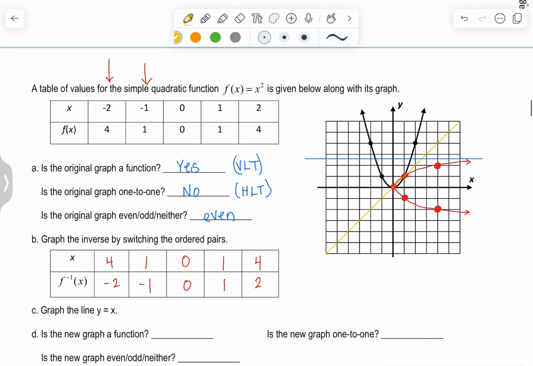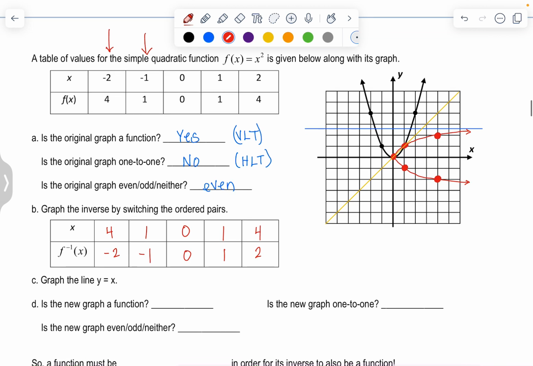And then it's going to ask me some questions about our red graph. Is the red graph a function? Does it pass the vertical line test? And the answer is no.